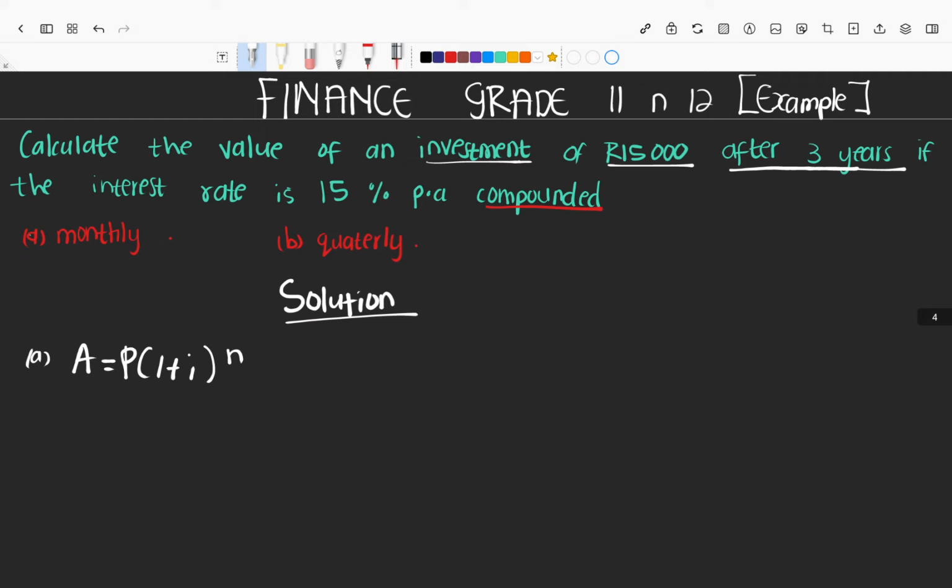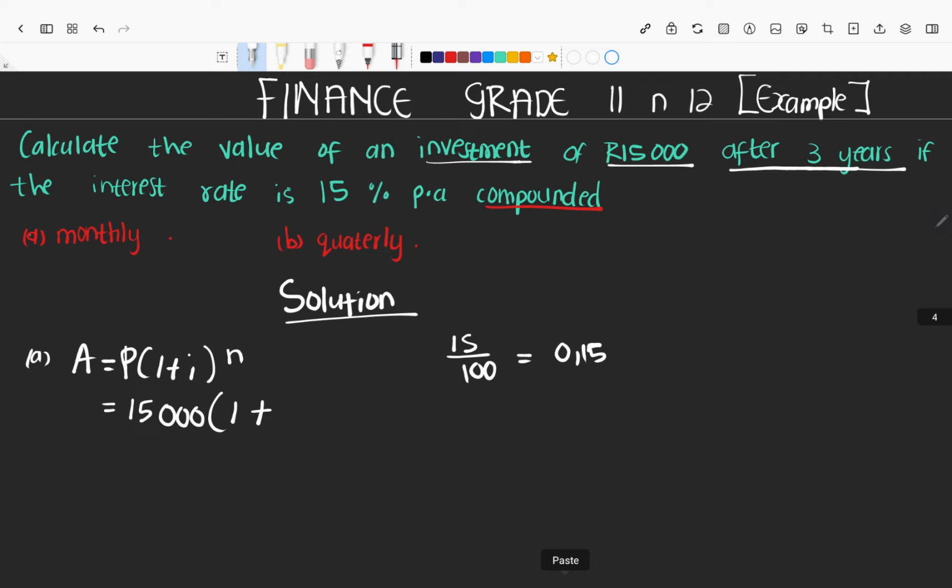The P, which is the present value, the amount of money that I have now that I'm going to take to the bank, is 15,000 rand. So I'm going to write 15,000, and then open my bracket: 1 plus my interest rate, which is 15%. Firstly, convert that 15% into a decimal: 15 divided by 100, which equals 0.15.